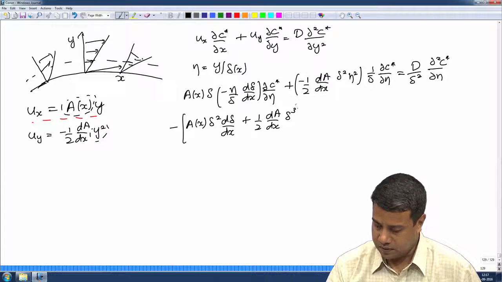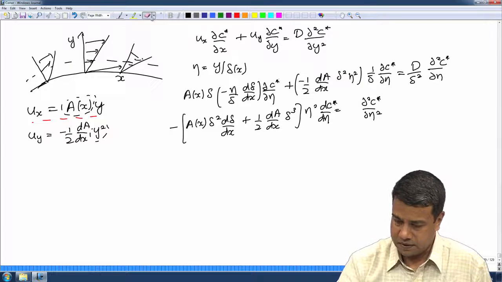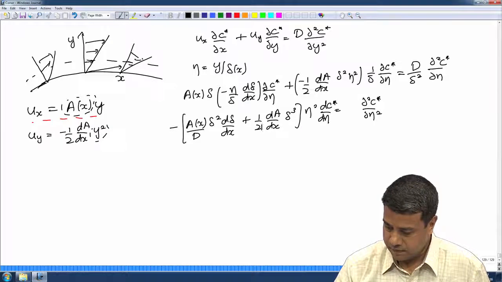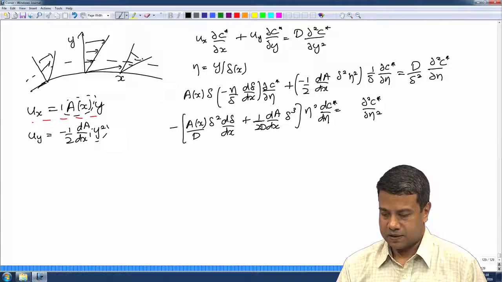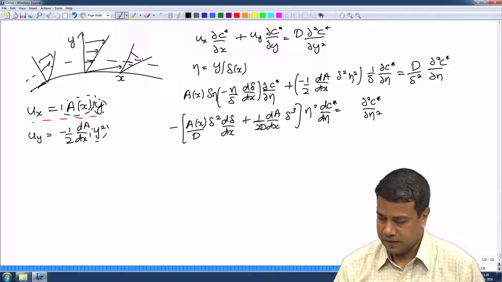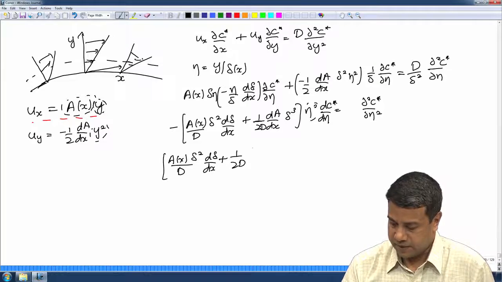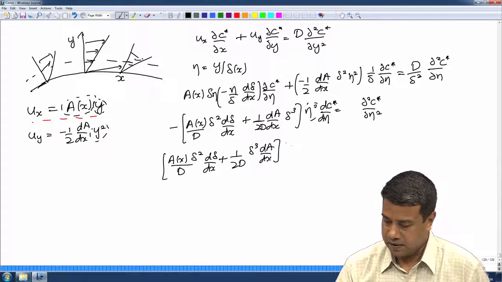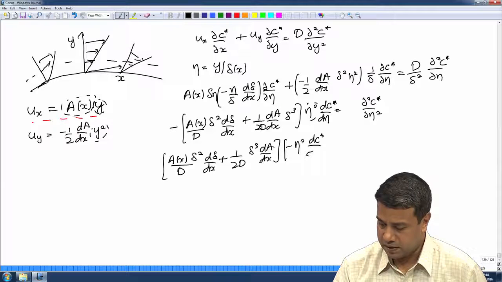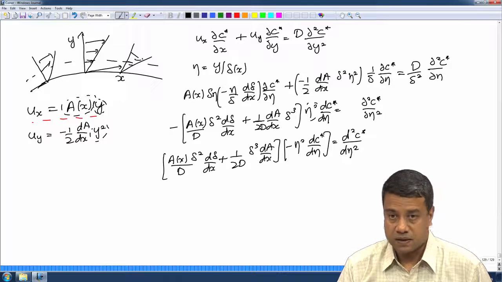And so I get delta cubed into eta square dc star by d eta is equal to D partial square c star by partial eta square. And I should take the diffusion coefficient over to the left hand side. So, this is the similarity equation. I forgot the factor of eta here, which comes out of this y here. So, it should be delta times eta. That gives us a factor of eta square. Therefore, I have one part of the equation A of x delta square by D, d delta by dx plus 1 by 2D delta cubed dA by dx, times minus eta square dc by d eta is equal to d square c by d eta square. So, that was the differential equation.